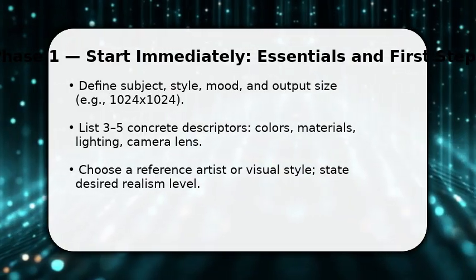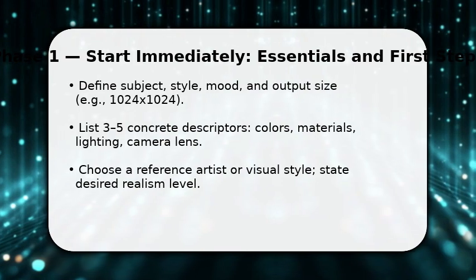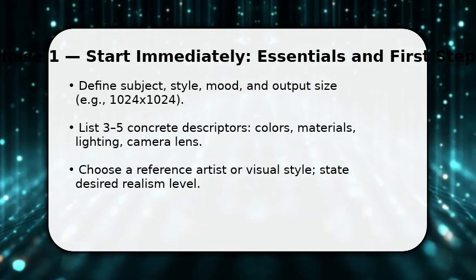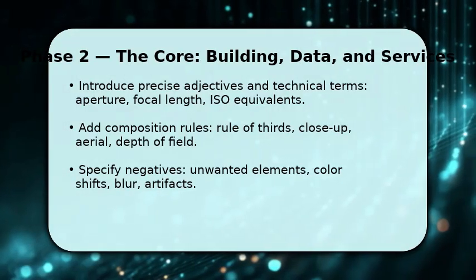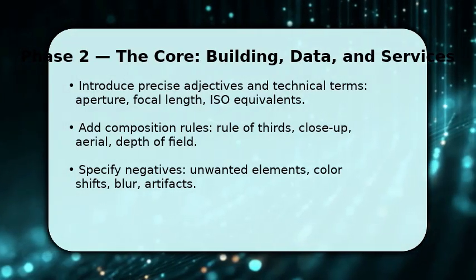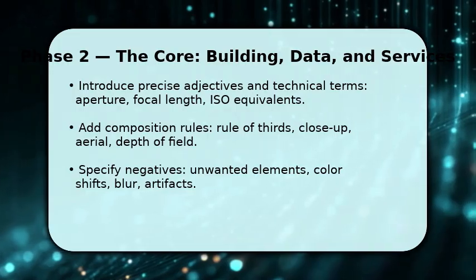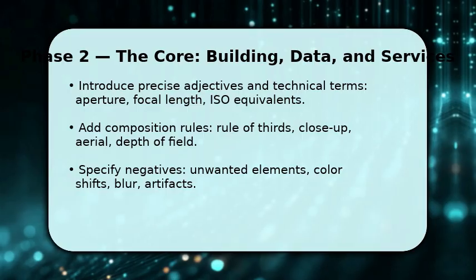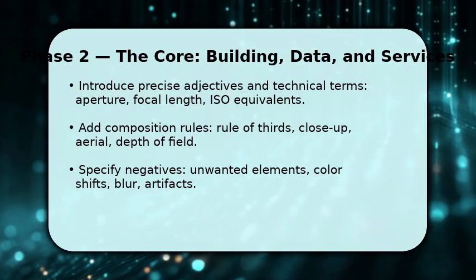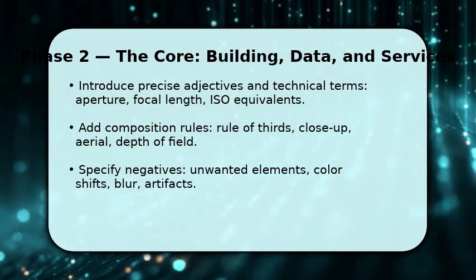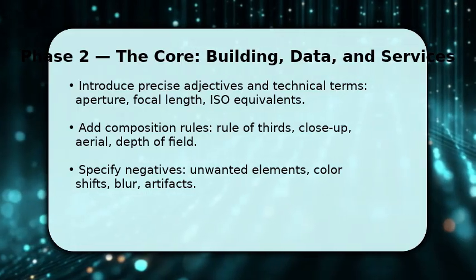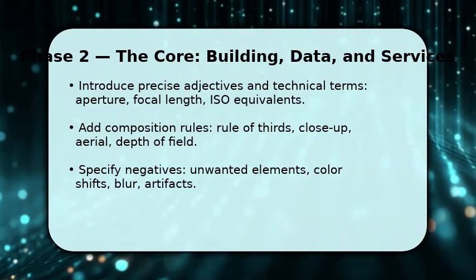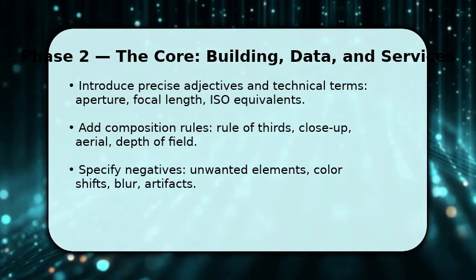Make sure to keep the first prompt focused and test a single variation, so you isolate which changes matter. Now refine by trading vague words for precise modifiers. You want aperture-like terms, focal lengths, and lighting direction to shape the image. Add composition constraints, rule of thirds, close-up, or aerial, and state depth of field preferences. Then include negative prompts that explicitly ban artifacts, unwanted objects, or color casts.